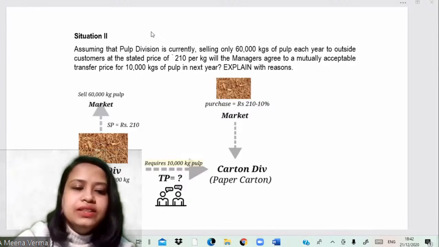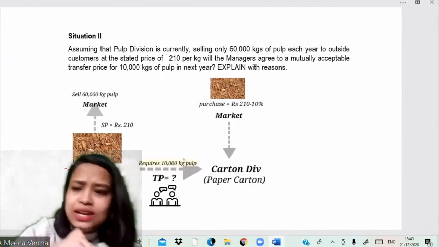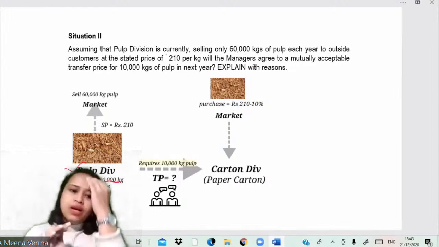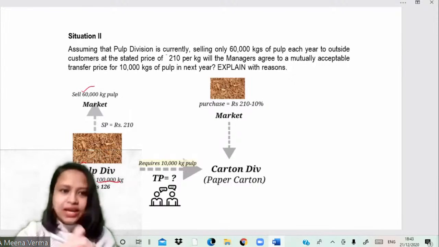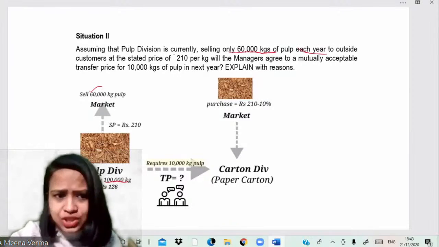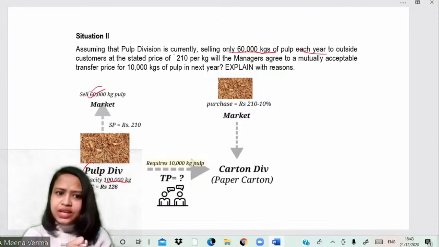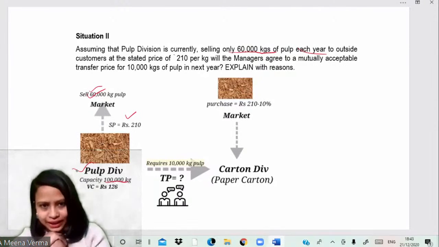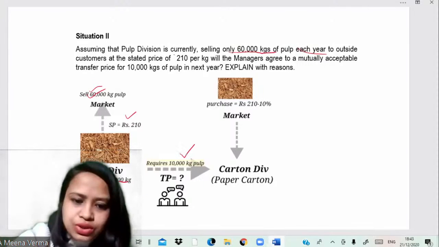Okay, let us discuss. In this case, the capacity of the pulp division is to produce 1 lakh kg of pulp, while the external market for this product is just 60,000 kg. Assume the pulp division is currently selling only 60,000 kg of pulp each year, at a market price of 210. Now they are asking whether the manager will agree to transfer 10,000 units or not.